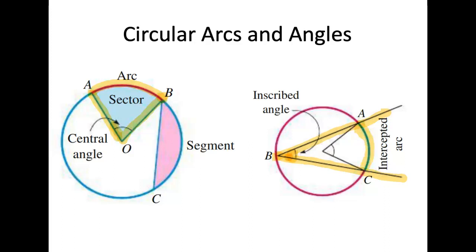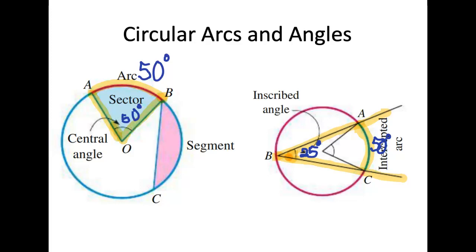Looking at these two here, if the arc were to measure, we'll say 50 degrees, then this angle here would be 50 degrees. That central angle would be the same. Whereas if the arc here measured 50 degrees, then this inscribed angle would only be 25 degrees. So it's half of whatever the arc is.